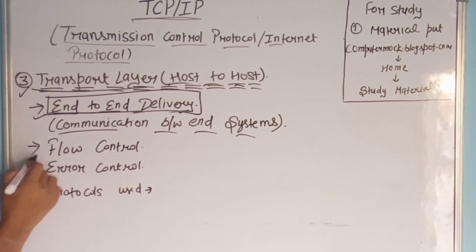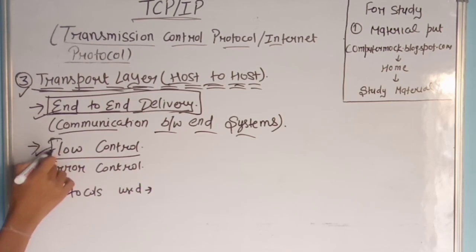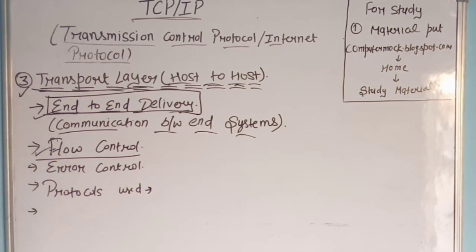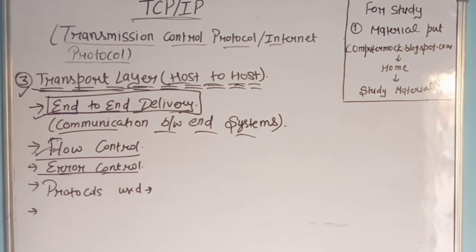So the next important point is flow control. Flow control means controlling the traffic between the network. When we control the traffic using flow control, we use the leaky bucket and token bucket algorithms. And next is error control. Error control means controlling the errors between the network, and we use checksum or CRC protocols for error control.